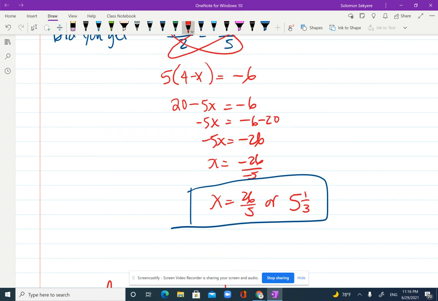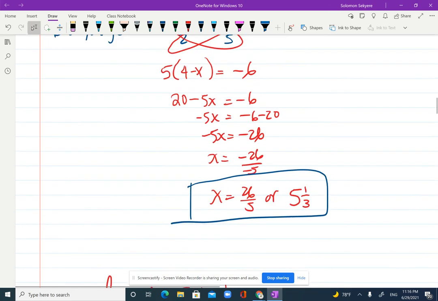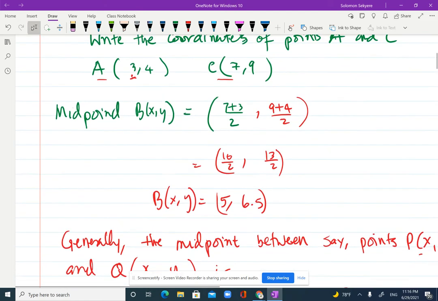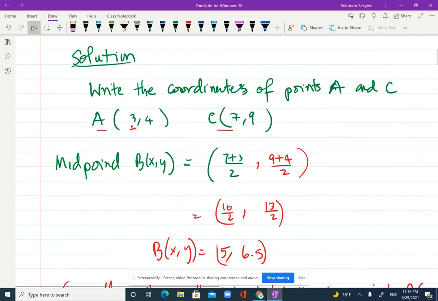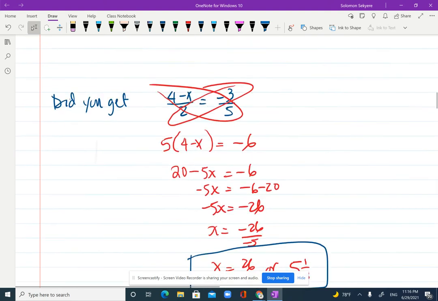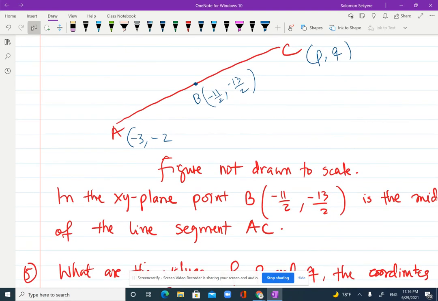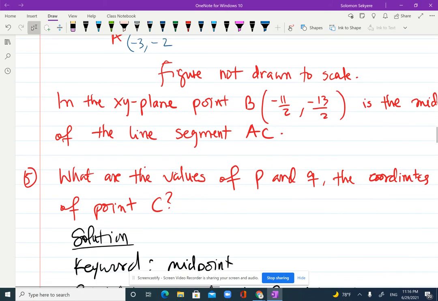Cool. Now we go over here and I say link it, be bold, persevere, do not quit. Everything I've taught you so far, all these questions here, question 1, question 2, question 3, question 4, you're supposed to be able to apply these and solve question 5 and 6.